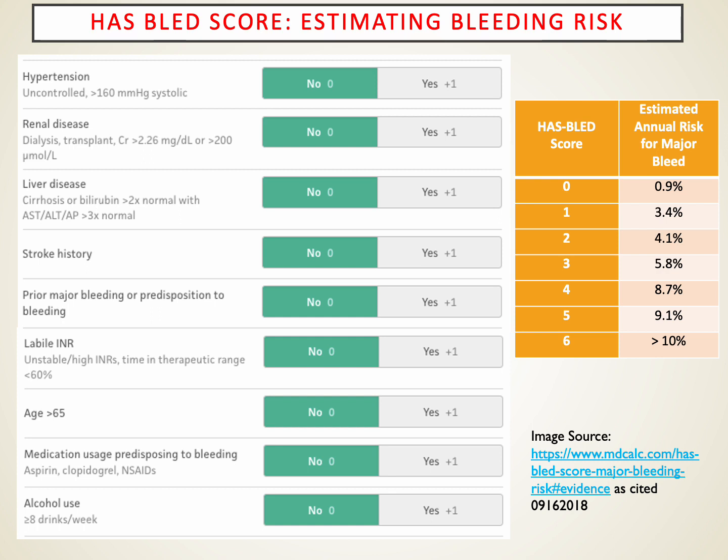For each of these elements, they get a point. And then it's an estimate, but for every point they accumulate, the risk for bleeding in the next year for a major bleed, GI, cerebrovascular, some other major bleed, goes up. And so that helps inform our decision making about whether or not this patient is a good candidate or not a candidate for anticoagulation. Now, as with everything else in medicine, you weigh that risk of bleeding with an anticoagulant against what benefit there is for anticoagulation.